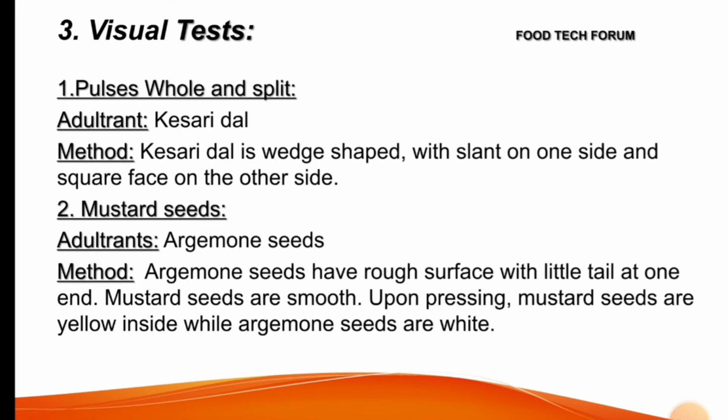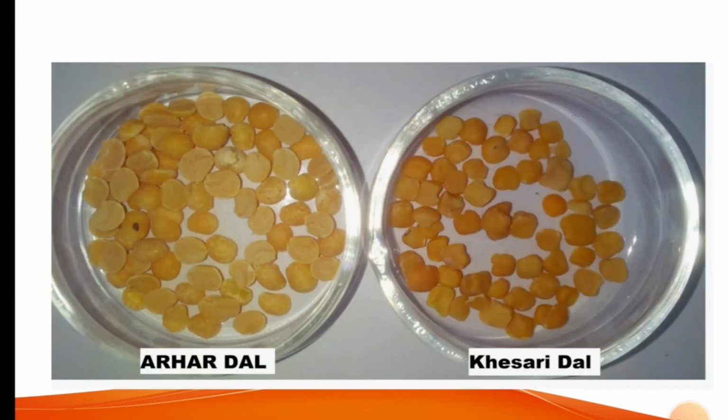So we will see now some visual tests. Okay, so pulses generally contain kesari dal. How can we detect it? Kesari dal is wedge shaped, with a slant on one side and a square face on the other side. I will show you in that image. You can see the difference between them.